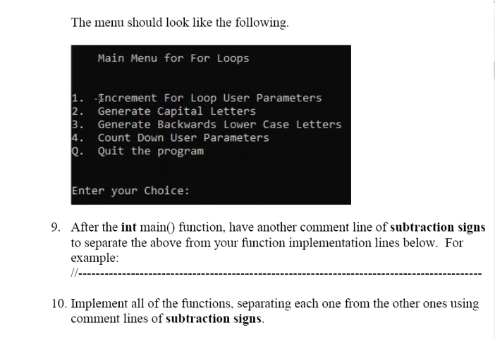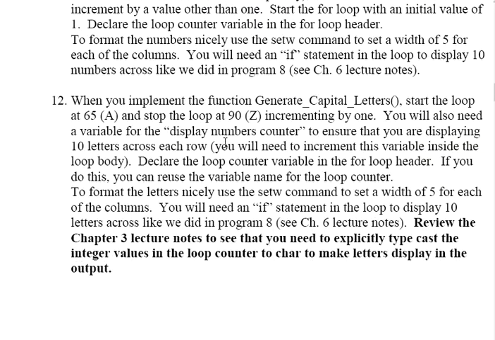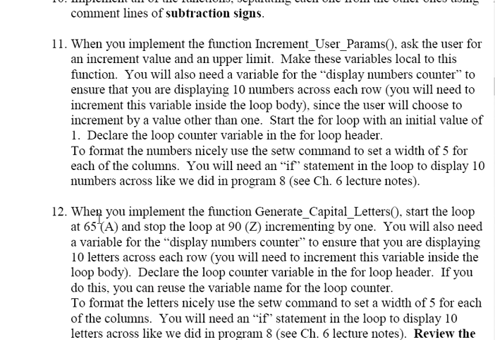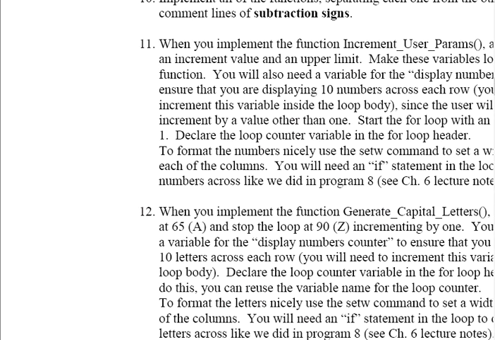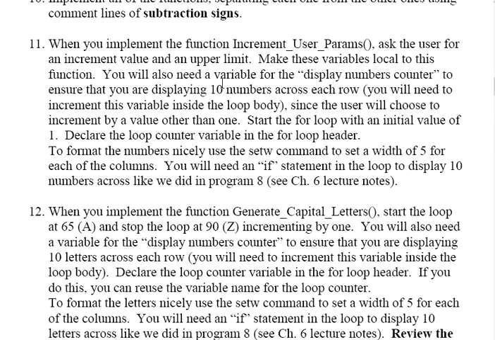So we're going to do a menu for each of these for loops, an incremented for loop. And we're going to generate some capital letters. We're going to generate some lowercase letters. We're going to count backwards, asking the user for some parameters. So let me get more specific about that when we get to step number 11 here. All right, so what I would like to do, get all those words across the screen.